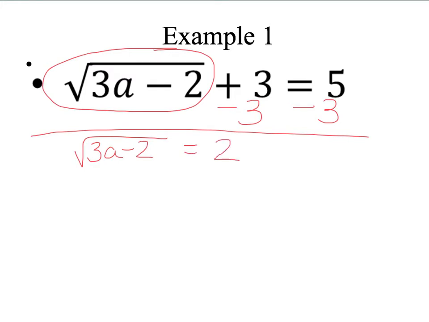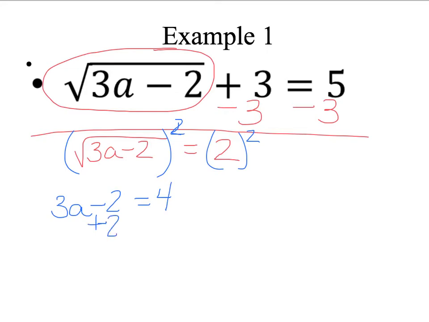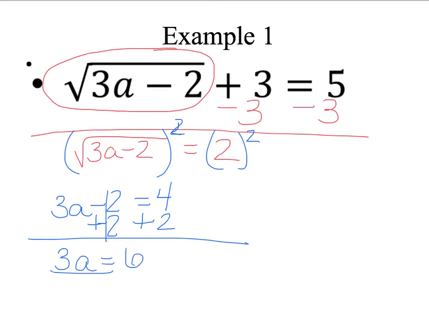Now, to get rid of my radical, I'm going to raise both sides to the second power. So I have 3a minus 2 is equal to 4. Add 2 to both sides. 3a is equal to 6. Divide by 3. And a is equal to 2.